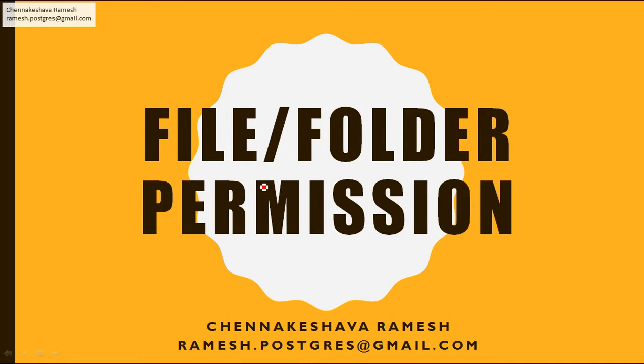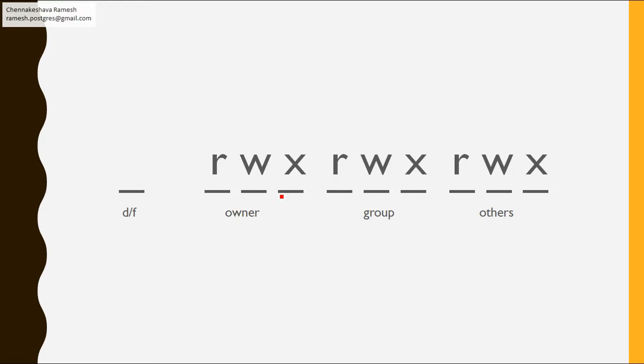In this session, I'm going to talk about file and folder permission in Linux. Now, for every file and folder, you have three different permissions. The first level is the owner, the second level is group, and the third is others. At every level, you have three different permissions, that is read, write, execute.